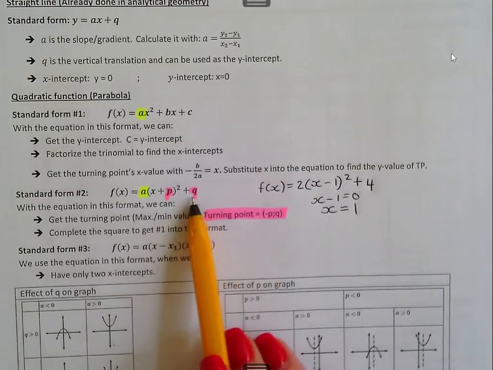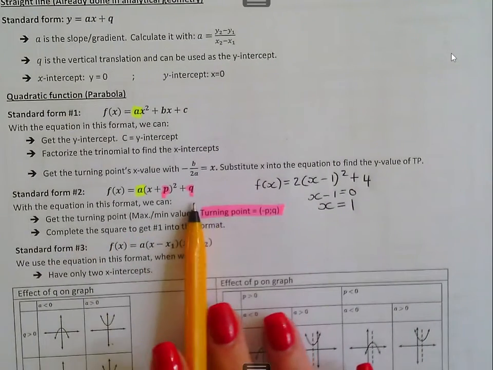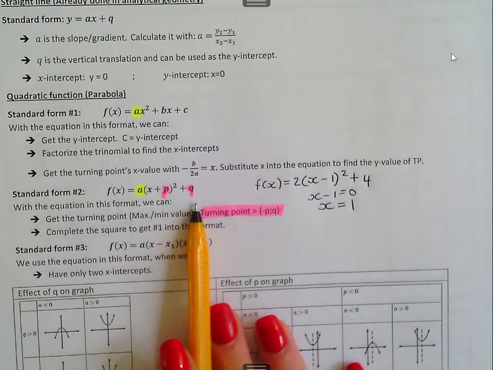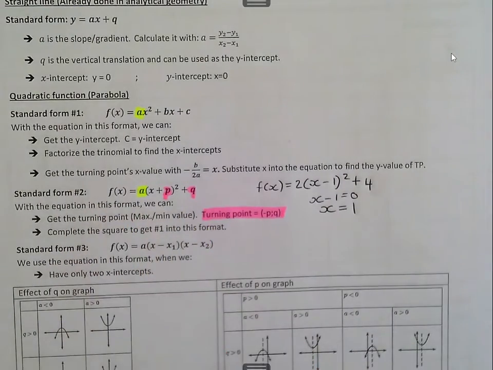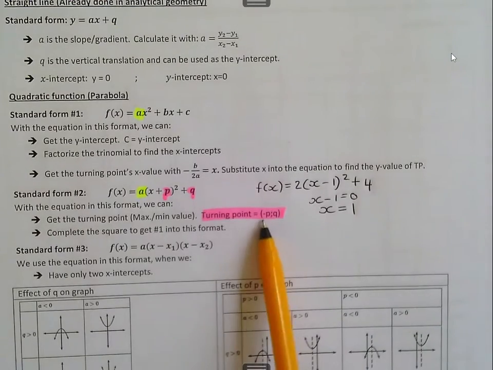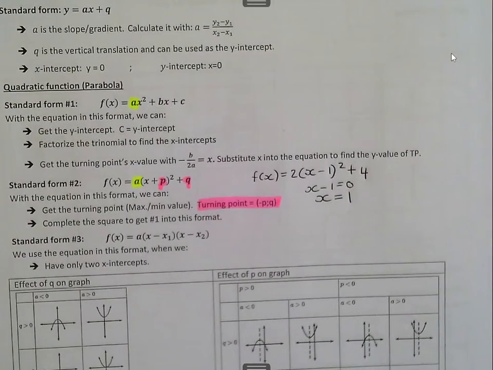But do you see that the q, which is the y value of the turning point, is on the right-hand side and the y variable is on the left-hand side? No. Because f of x is y. So that q doesn't have to change its sign. It's already on the correct side. So therefore, the y value of the turning point will just be q. So x turning point, negative p, y turning point, q.